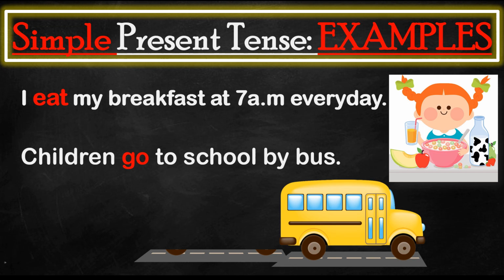Well, here are some more examples for you for simple present tense. I eat my breakfast at 7 a.m. every day. So it is a habit, it is a daily part of your routine. So therefore, it is a part of simple present tense. Next, children go to school by bus, right? So this is also something that is a daily occurrence for most of you who would avail of the school carpool or the school bus. You could use this sentence when you are having a conversation with your friend or with a family member. So this is how you can use simple present tense to describe your daily routine.